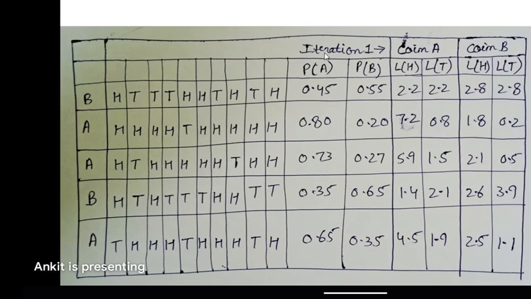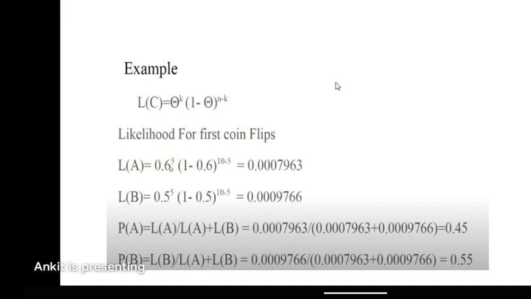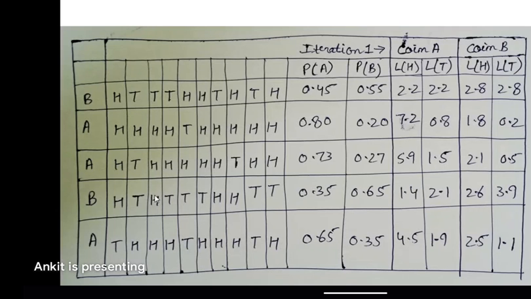Okay, so in iteration first we have to calculate the PA, probability of point A, as well as probability of point B. So in the previous slide, by applying all the formulas, we calculated the probability of A as well as probability of B for this data, for the first row data. We calculated the probability of A is 0.45 and the probability of B is 0.55. Okay.